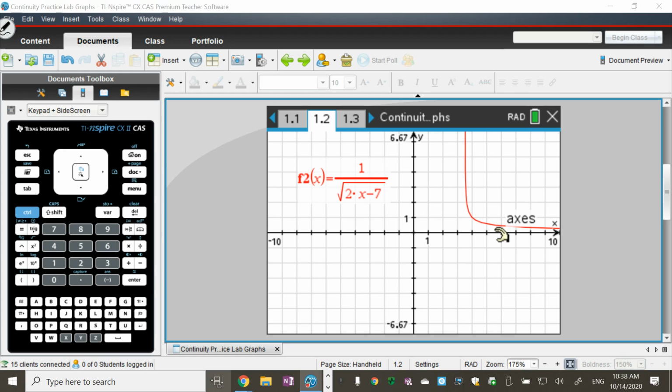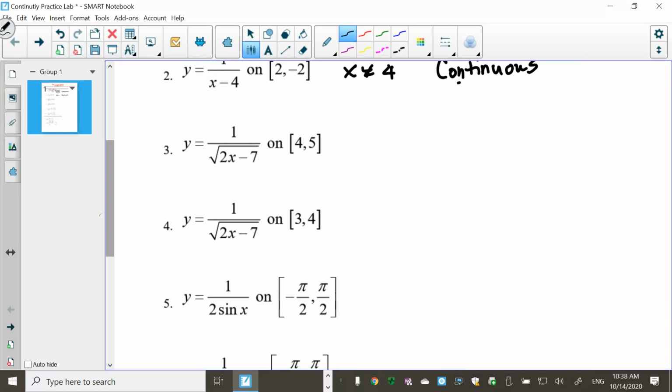So there's some algebra to do. The first thing I do is look at the radical and say 2x minus 7 has to be greater than 0. I cannot say greater than or equal to 0 because it's in a denominator. Add 7 to both sides, so 2x is greater than 7. Divide by 2, x is greater than 7 halves. That's 3.5.